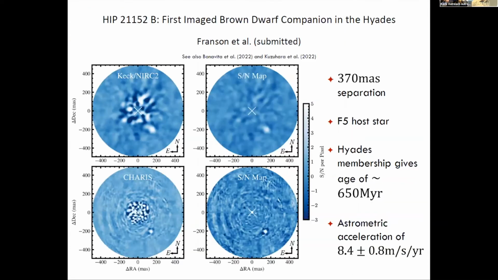Okay, so the confirmed companion is HIP 21152 b. This is an imaged brown dwarf companion in the Hyades. It's an L/T transition object. It was also independently found by two other groups, Bonavita et al. and Franson et al. You may have caught their papers on arXiv recently. So we've been coordinating on a third independent discovery and in-depth analysis paper, bringing in all of the data on this object to do a comprehensive orbital and atmospheric characterization.